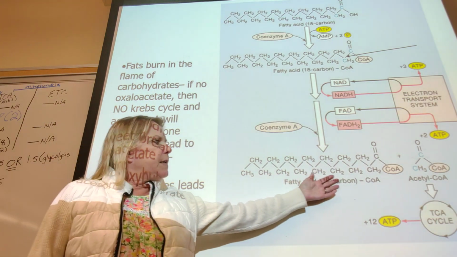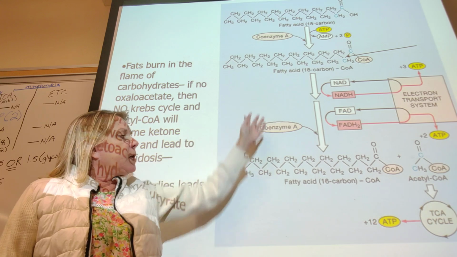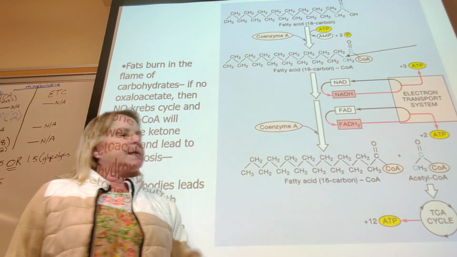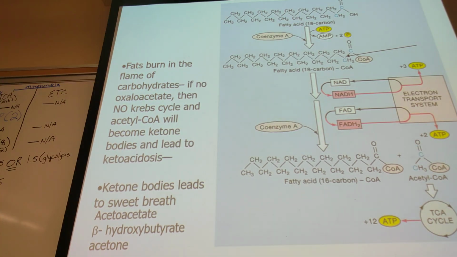Here is a 16 carbon fatty acid that started as an 18 carbon. We cut off 2 carbons at a time. A typical 20 carbon fatty acid can generate over 100 ATP, approximately 144. That's a lot. But again, it takes a while to mobilize those fats. Now here comes the punchline with me telling you carbs are necessary. They are absolutely necessary.